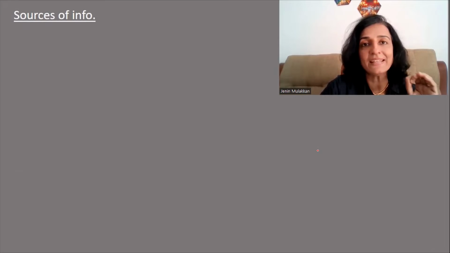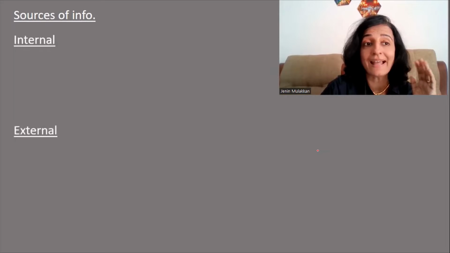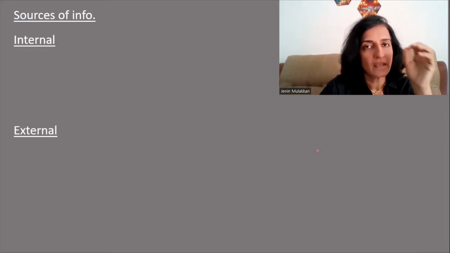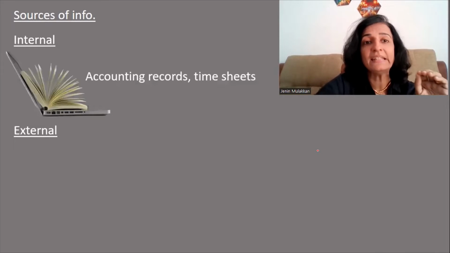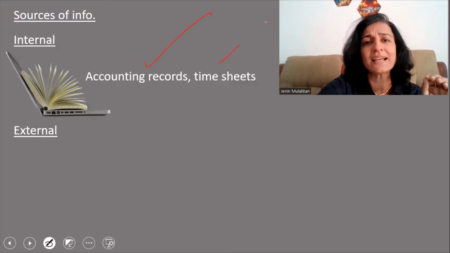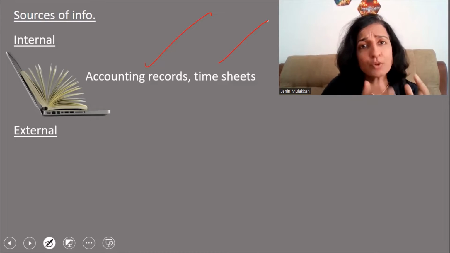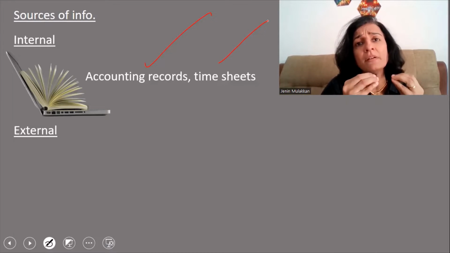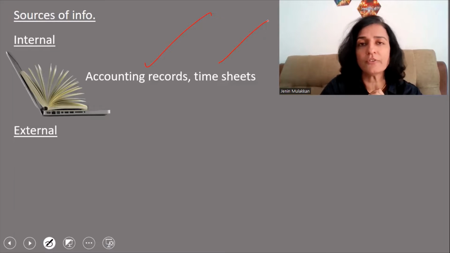Now, the company gets information from internal and external sources. The internal sources are mainly the accounting records, the timesheets, etc. That is, the books of accounts and whatever records are maintained in-house. That is the internal source of information.